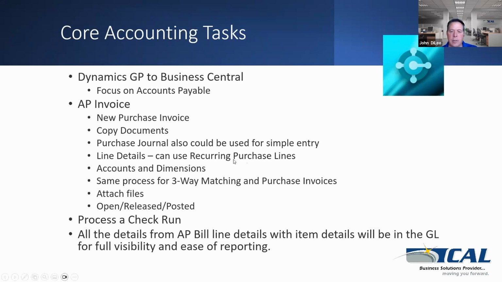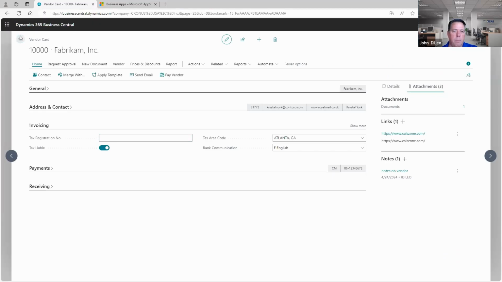When it comes to line details, you have recurring purchase lines. You also have recurring sales lines that you can add to a vendor or a customer. And then you just basically, while you're on the transaction, say, okay, add my recurring lines to this transaction. It's not an automated recurring generation. But you are able to add recurring lines to different transactions based on the vendor card, the customer card, things like that.